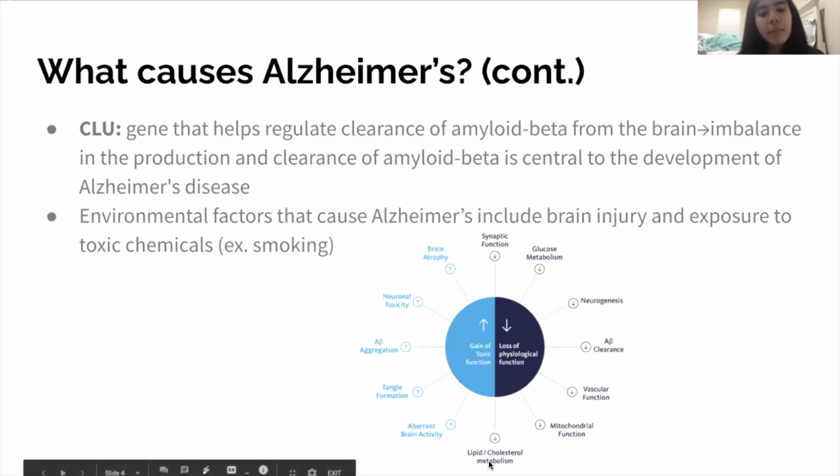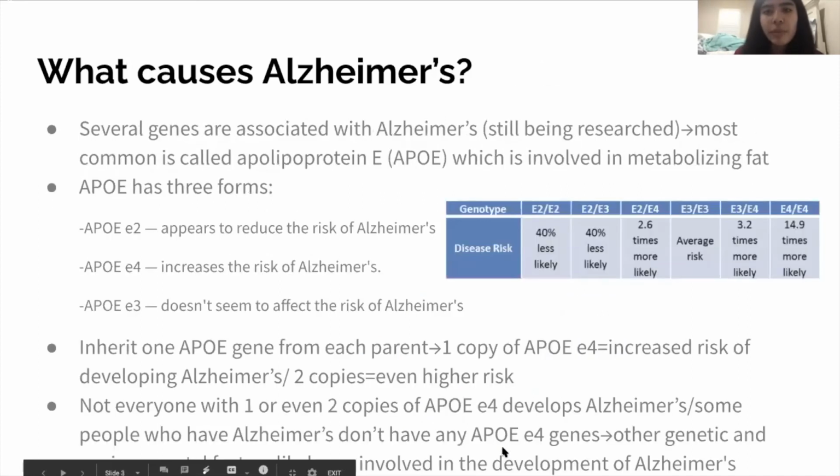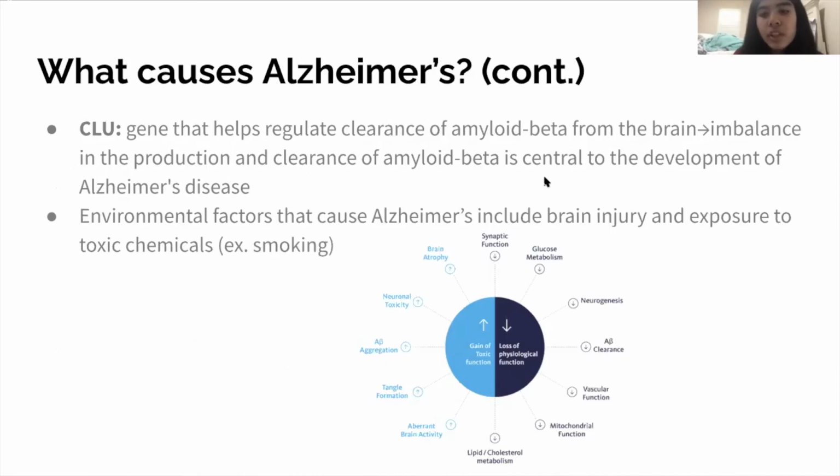So this diagram kind of just shows some of the effects of Alzheimer's, including a decrease in the metabolism of lipids and cholesterol, which going back here, you can see that APOE is involved in metabolizing lipids. And there's also a decrease in amyloid beta clearance.